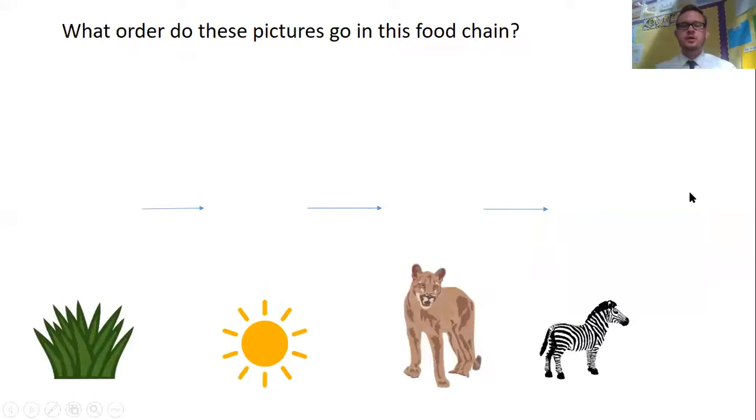Let's get going. So first thing I want you to do today is try to remember which way around these animals and plants and the sun go in our food chain, and extra points if you can label them with some of our key vocabulary. So pause the video now and put those in order on a piece of paper. Okay, let's see if yours matches mine.